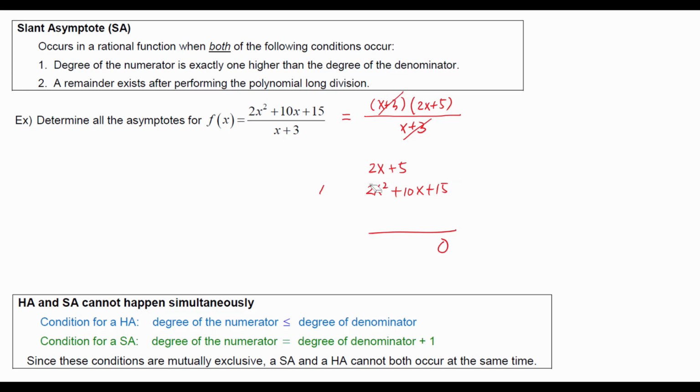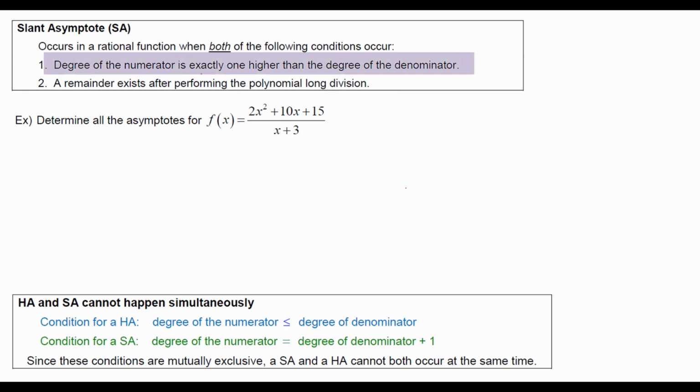So in order for a rational function to have a slant asymptote, the degree of the numerator must be exactly 1 degree higher than the degree of the denominator, and there has to be a remainder when you perform the long division. Let's do an example. Determine all the asymptotes for f of x equals the quantity 2x squared plus 10x plus 15 over the quantity x plus 3.